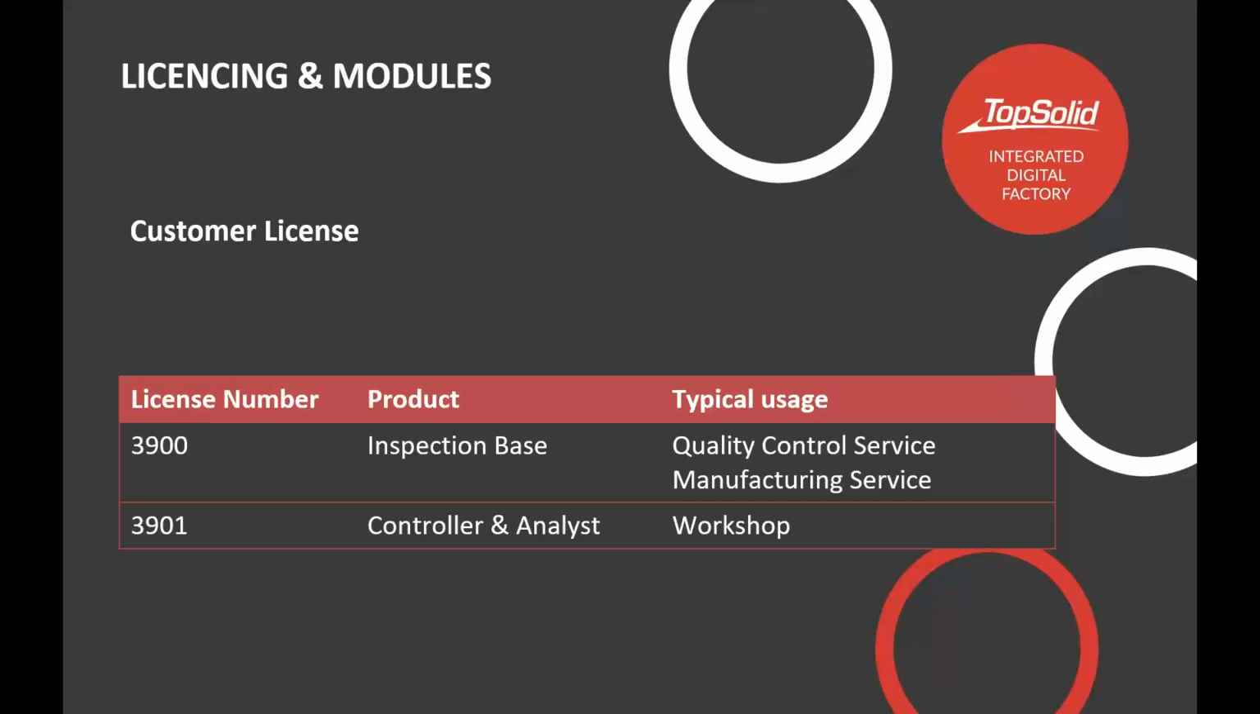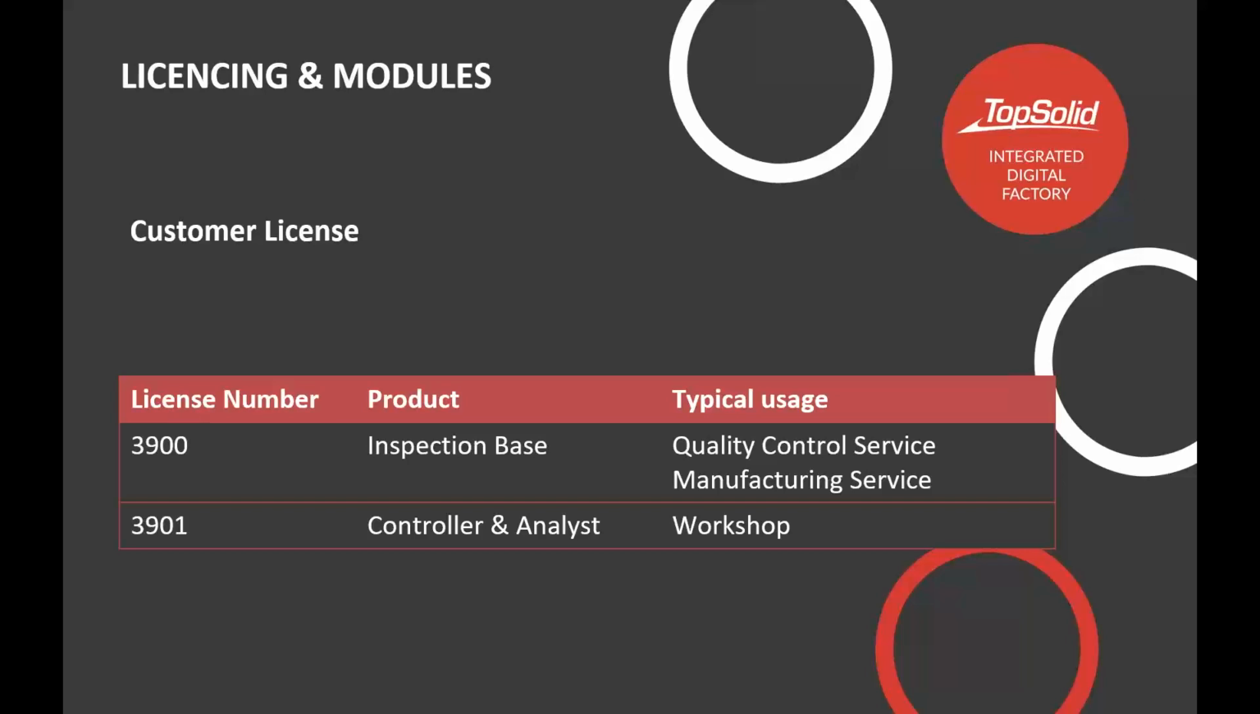The license number is not so important, but there's inspection base. The inspection base is where you set up the project and you do your ballooning and set up the control points. You set up the equipment that is being used. You define everything. Then you have another product, controller and analyst, which is for the workshop. The controller and analyst is going to allow you to do the measurements and then analyze the measurements.